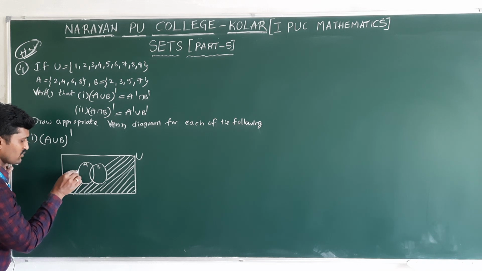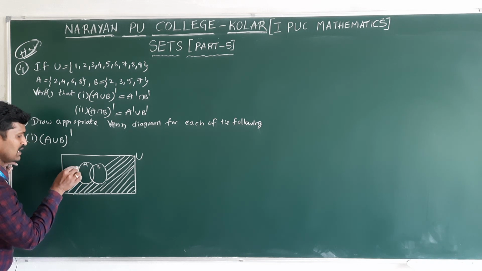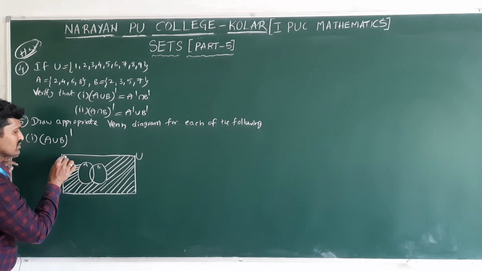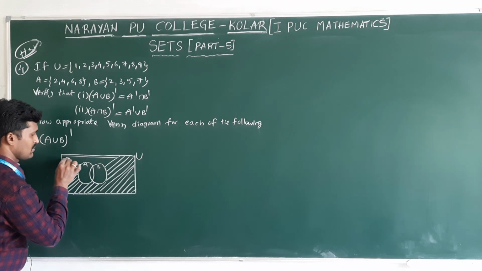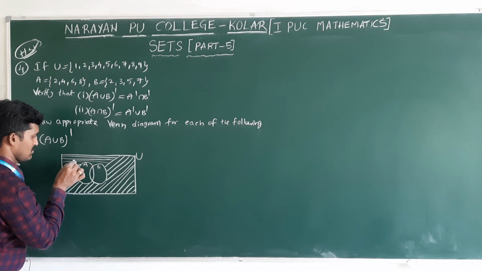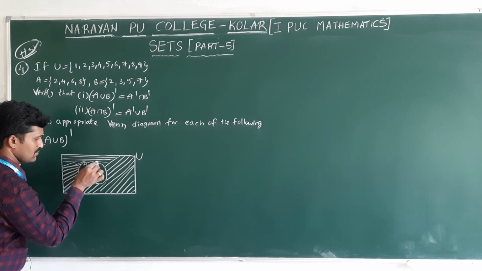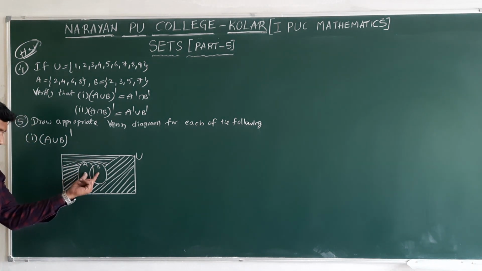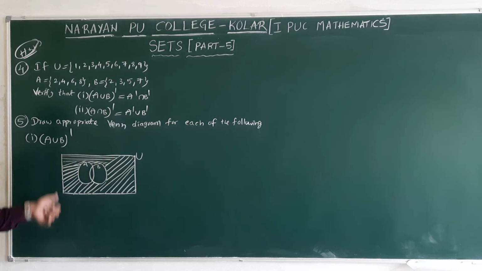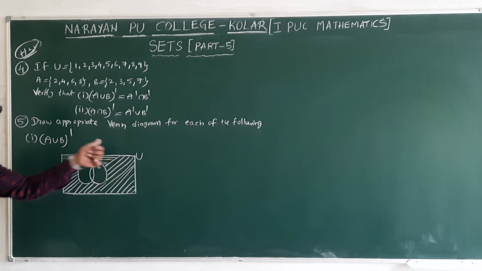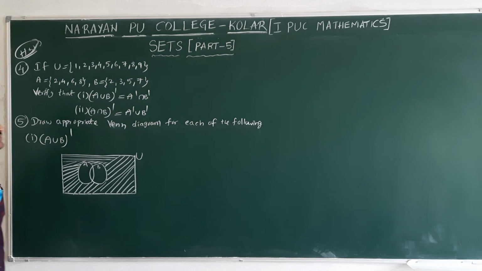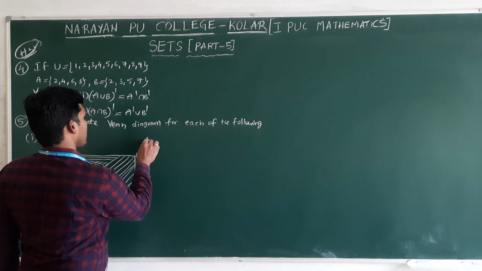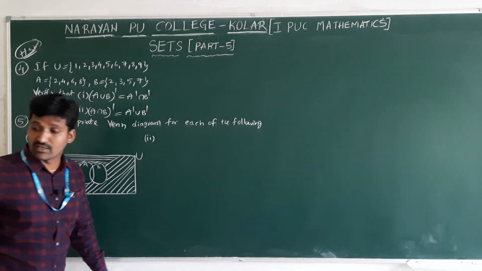Already in union operation we explained what A union B means, and the Venn diagram also we explained. The complement means except this part, the remaining part is (A union B) whole dash. Next, the second one.